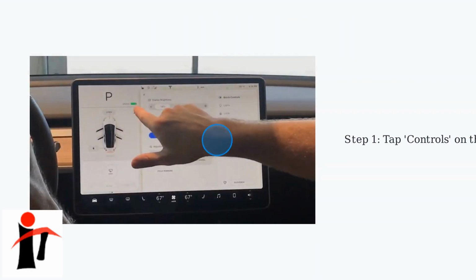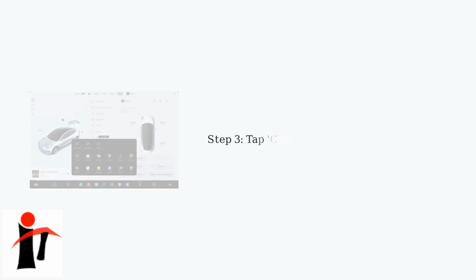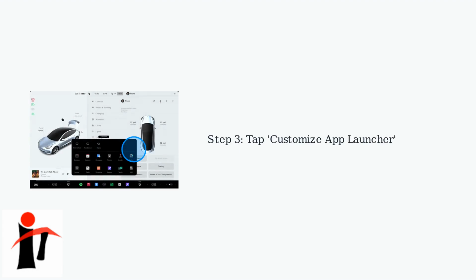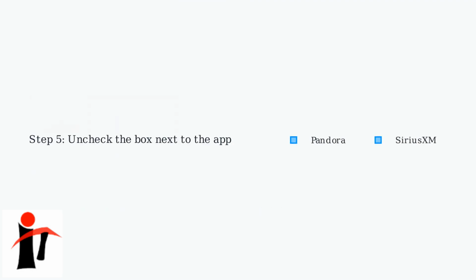First, navigate to the Controls menu on your Tesla's touchscreen. Then tap Display in the Controls menu. Next, tap Customize App Launcher. A list of apps will appear. Simply uncheck the box next to the app you want to hide, such as Pandora or SiriusXM. The app icon will disappear from your home screen. To get it back, just recheck the box. This helps eliminate visual clutter on your Tesla's home screen.